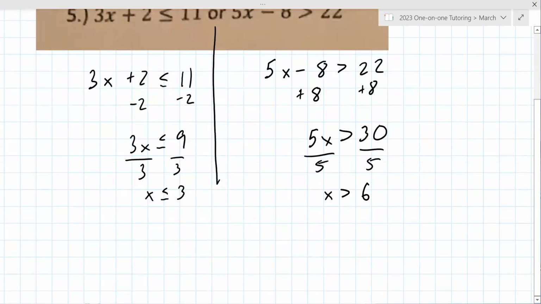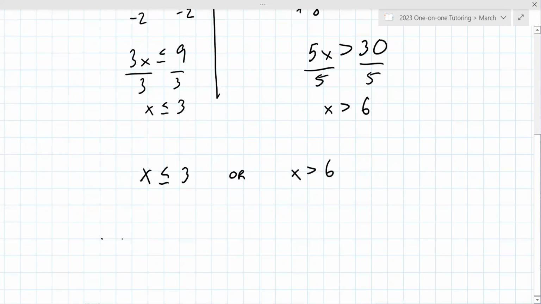Okay, and now, you've ever done those group projects where it's like, hey, you do your part, I'll do my part, and we'll slap it together at the end. That's what we're going to do here. Okay. x is less than or equal to 3, or x is greater than 6.